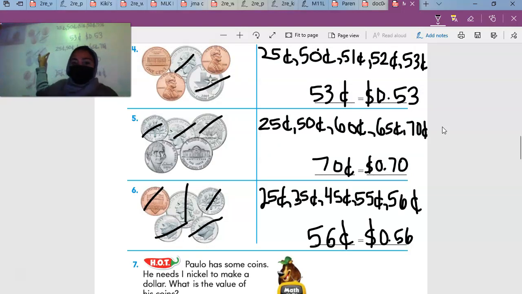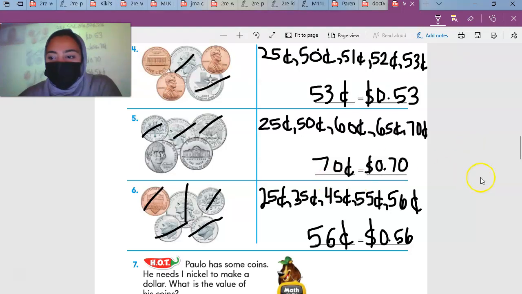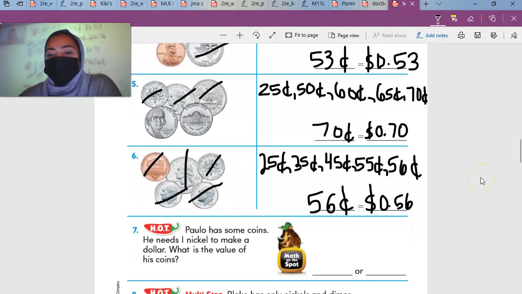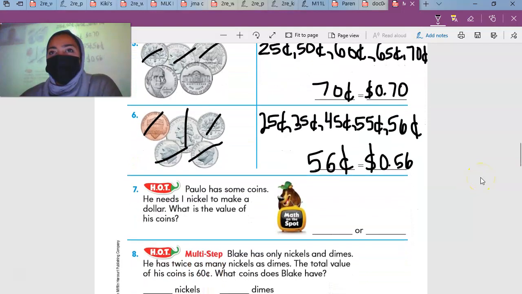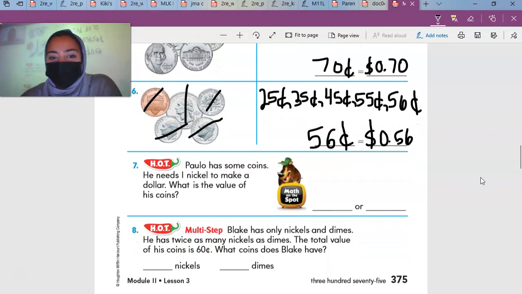Number 5, a quarter is 25 cents. 2 quarters is 50 cents. Plus a dime is 60 cents. Plus a nickel is 65. Plus another nickel is 70. So the total value of the coins on number 5 is 70 cents. And you can also write that in dollar format: dollar sign 0 decimal 70.